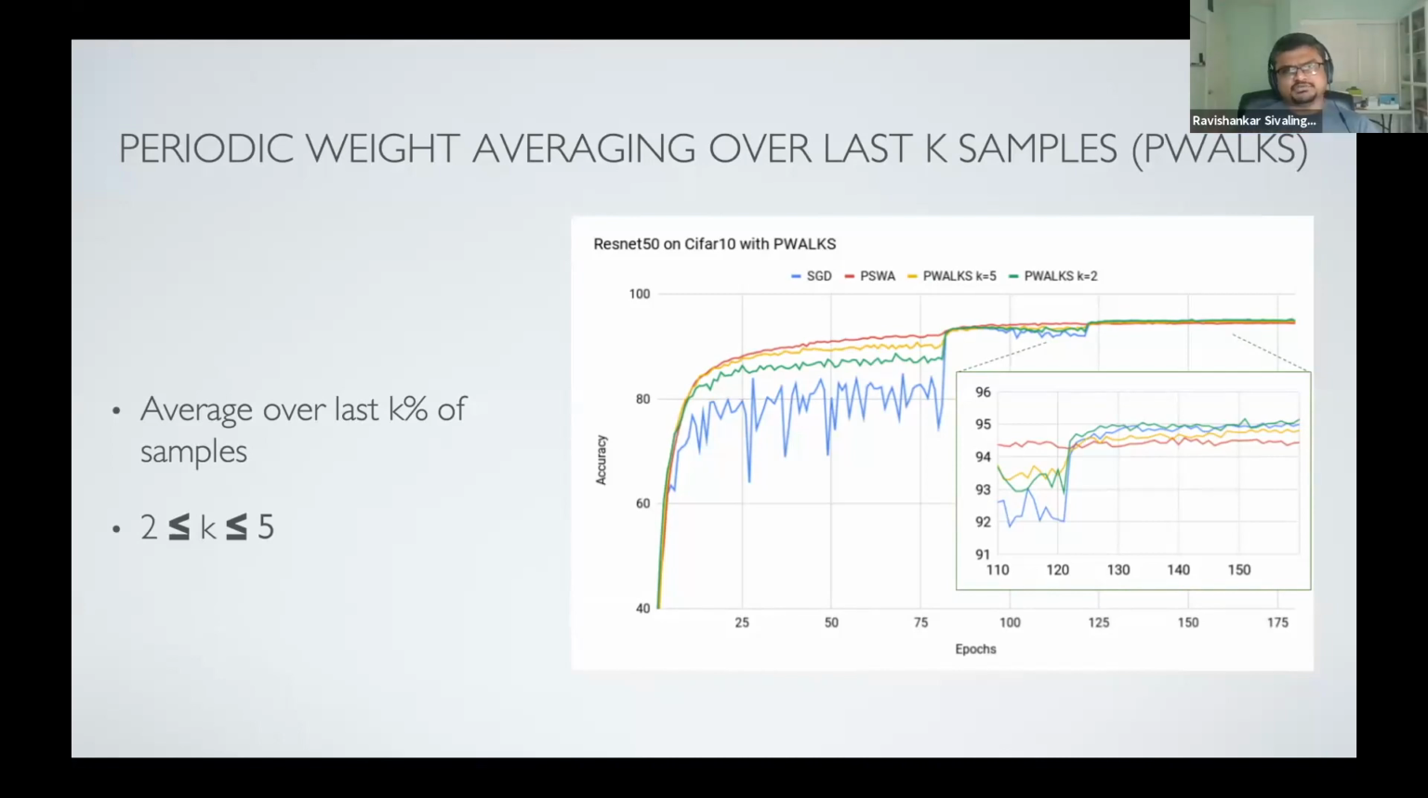Unmesh, I have a question for you. Sorry to interrupt. Just in terms of what you've been showing, not just the additional computation of calculating the running mean, but if you're memory limited, storing so many copies of the weights could also be a limiting factor, right? Exactly, Ravi. That's a really good point that I missed. When you're storing all of these, that's extra memory that you need as well.